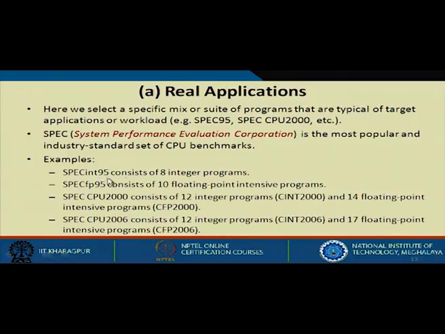So, SPEC int 95 consists of 8 integer programs. These are some of the information I will be giving you for this standard SPEC. SPEC floating point 95 consists of 10 floating point intensive programs. SPEC CPU 2000 consists of 12 integer programs and 14 floating point intensive programs, and SPEC CPU 2006 consists of 12 integer programs and 17 floating point intensive programs. So, as we are moving from 95 to 2000 to 2006, the numbers are increasing.